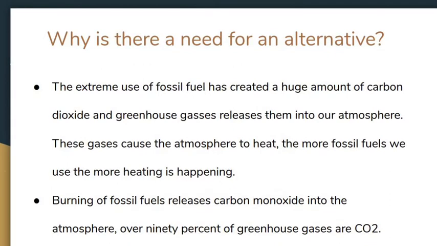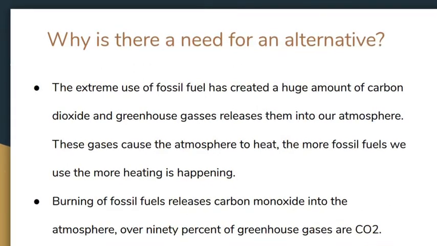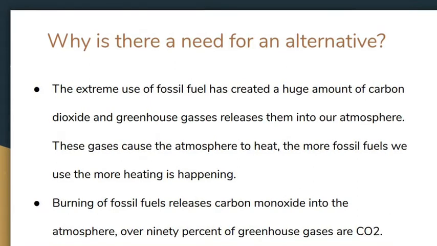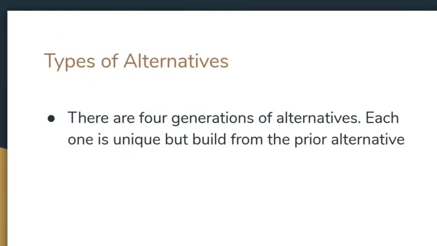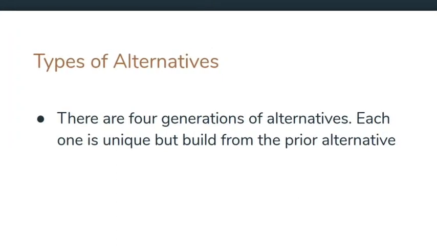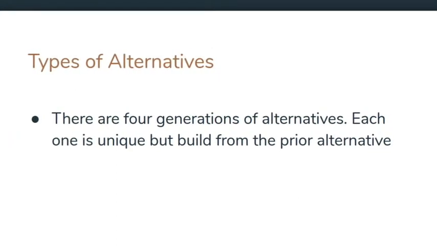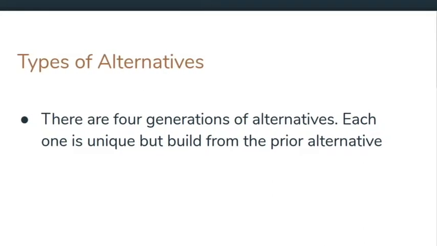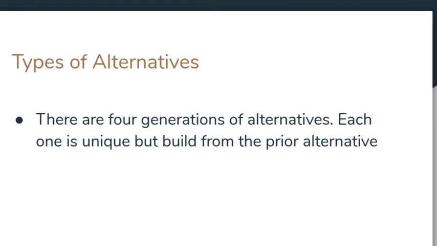We will also run out of petroleum in the next 30 years and crude oil by 2050. Types of alternatives. There are 4 generations of alternatives to fossil fuels. Each one is unique but builds from the prior alternative.